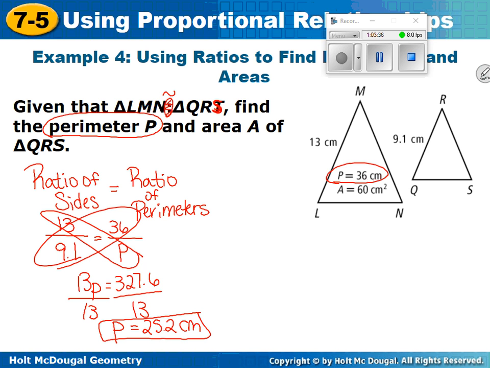So we just found the perimeter without even knowing the dimensions of all the sides, because we knew that the two triangles were similar, which means they're growing at the same rate or decreasing at the same rate. So that means that the ratio of these two sides will be the same as the ratio of the two perimeters. Questions?